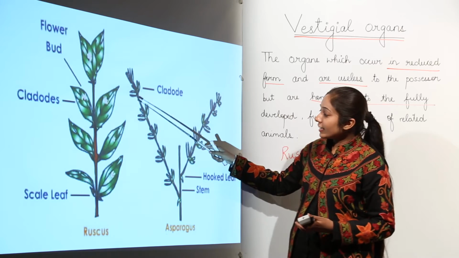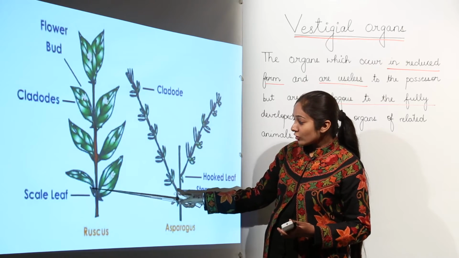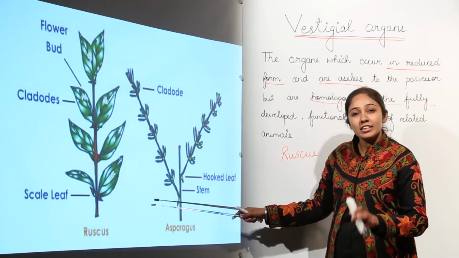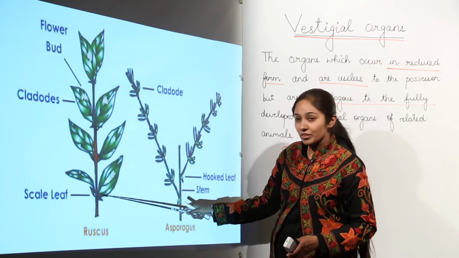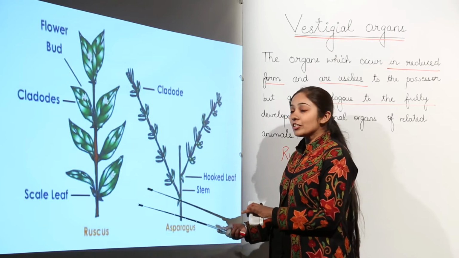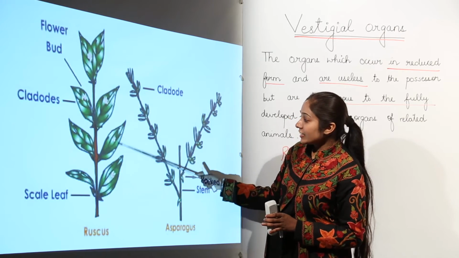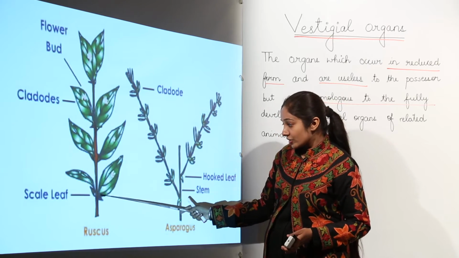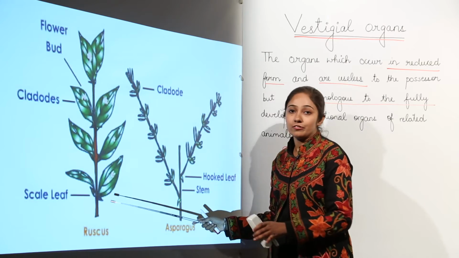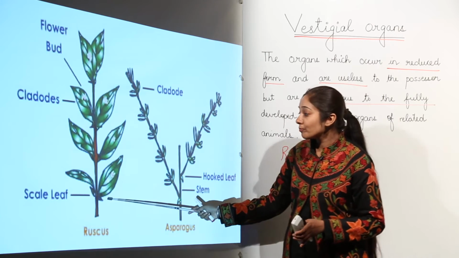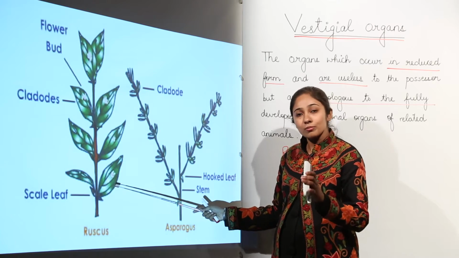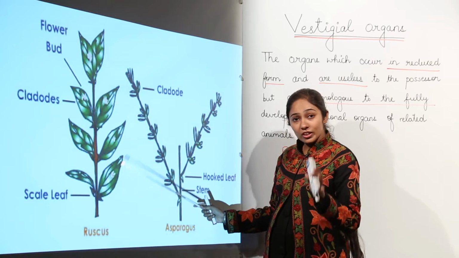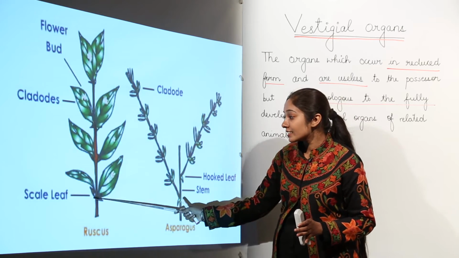So here you can see there are some structures which they are calling scale leaves. These scale leaves, as you can see, are very minute, very small as compared to these cladodes. What you are going to misinterpret is that you will say these are the leaves and these are some other structures. But the small structures, these scale leaves, are the actual leaves. They are very minute. They don't perform photosynthesis. The photosynthesis function is performed by cladodes only. But the true leaves on this Ruscus plant are the scale leaves.